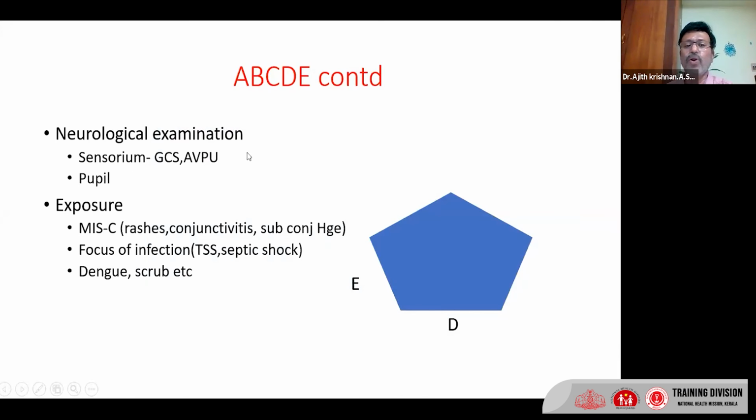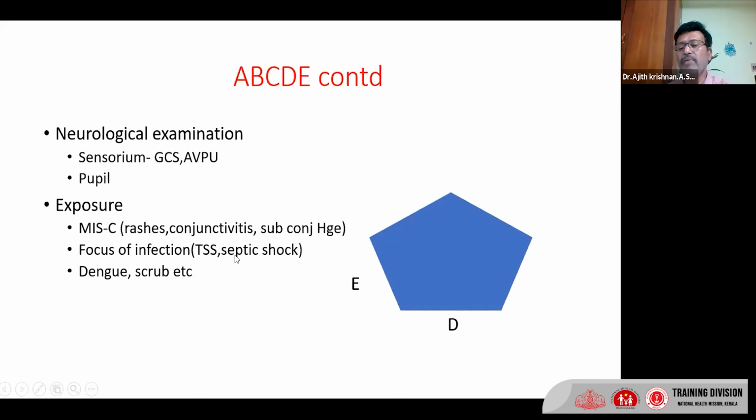Then look at the neurological examination, whether the sensorium is affected. In COVID, we are seeing a lot of cases with encephalopathy. MISC also presents with encephalopathy. So look at the sensorium of the child: is the child having seizures, altered sensorium, and pupillary reaction, whether he is in raised ICT producing posturing, and exposure.